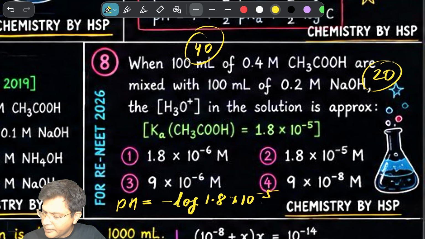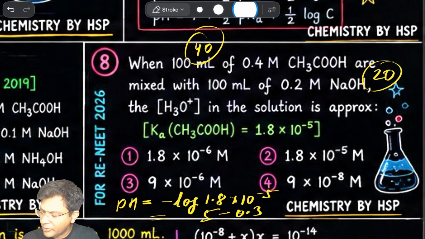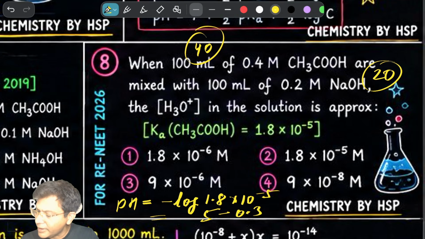So it will be 5 minus log 1.8, and we know that log 2 is 0.3010. So 5 minus 0.3, in place of 0.301 I can write 0.3 only. So I will get near about 4.7. Oh, they have not written it that way. What have they asked then?